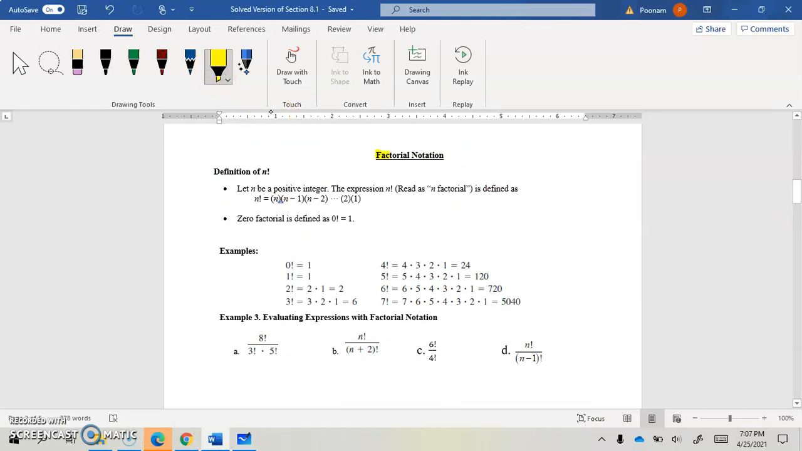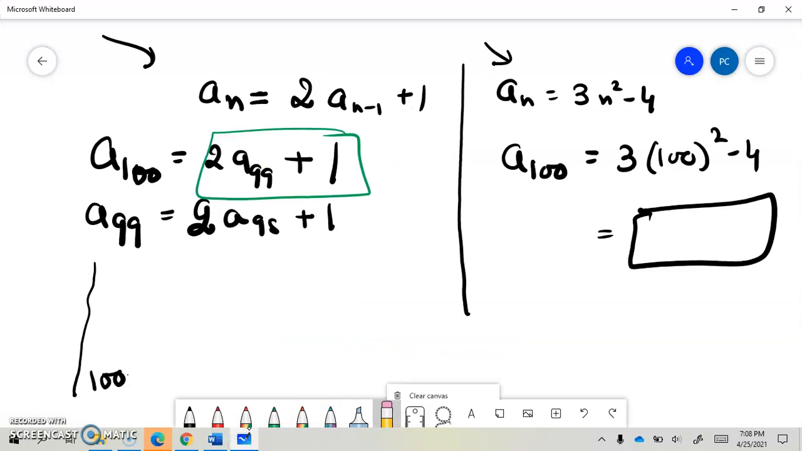Next we have a new concept to teach. It's called factorial notation. When we write factorial, we write n factorial. This exclamation sign is spoken as factorial in mathematics. So what is the definition? We start by defining 0 factorial. 0 factorial is always defined as 1. That is by definition; you don't have to find it.